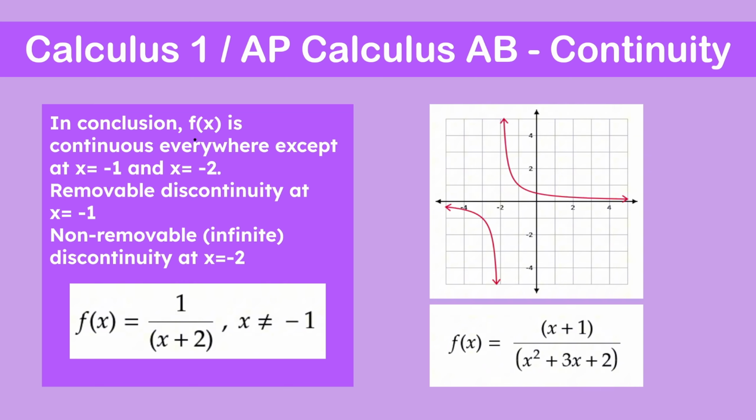So in summary, f of x is continuous everywhere except at x equals -1 over here, and at x equals -2, this whole asymptote right here. So there's a removable discontinuity at x equals -1, and a non-removable infinite discontinuity at x equals -2. So that's it for this question.